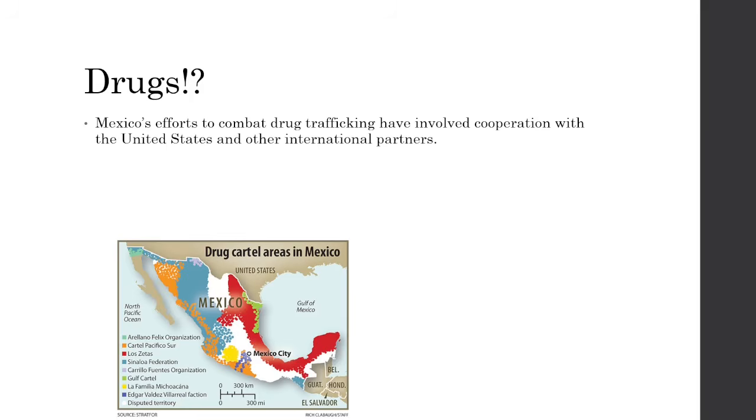So Mexico's efforts to combat drug trafficking have involved cooperation with the United States. They've joined various supranational organizations, and one that they're a part of with the United States now has helped with their drug trafficking, because it's also a big problem in the United States. The United States would like to get rid of drug trafficking as well. So hey, let's team up. We'll combat this problem together.